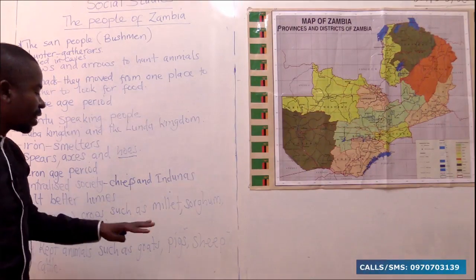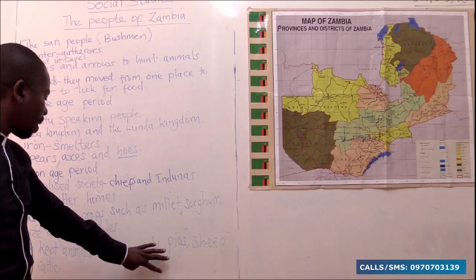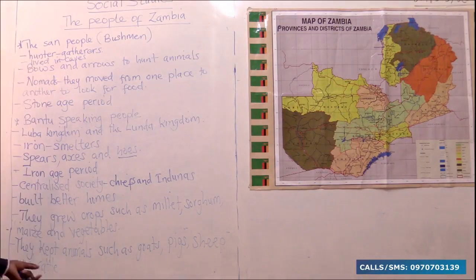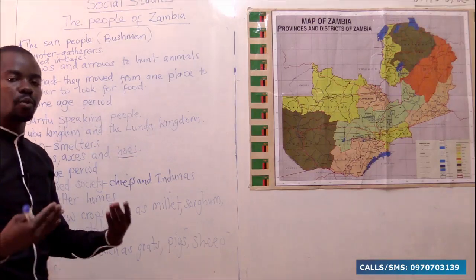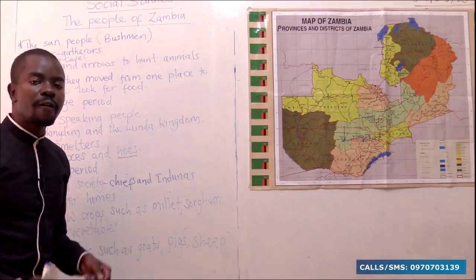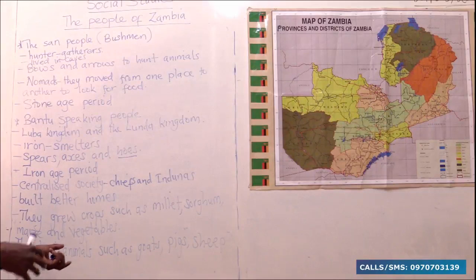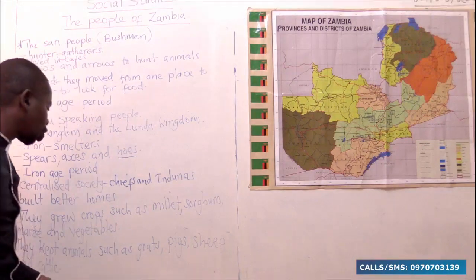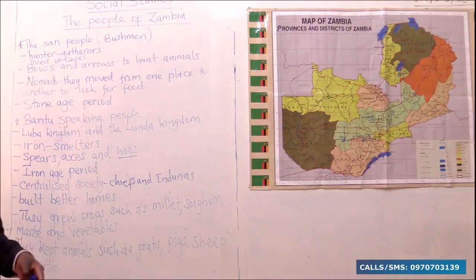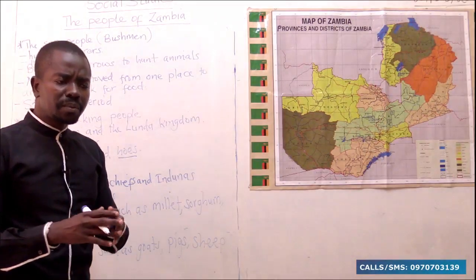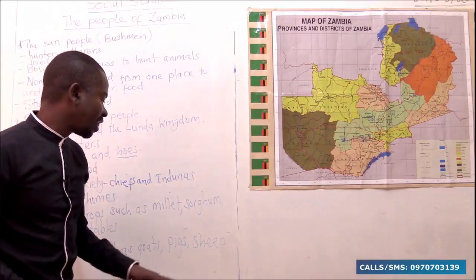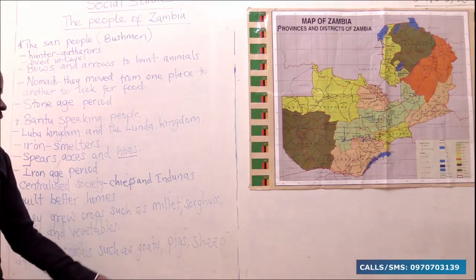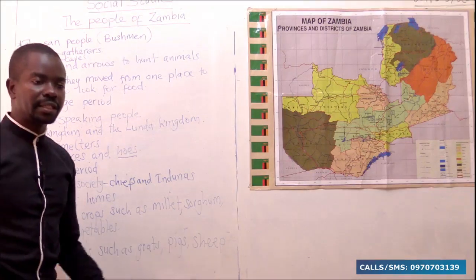So they used these animals in order for them to feed their families. They could use cattle in order for them to plow their fields. They got meat and milk from cattle. They got eggs and meat from chickens, and they also got meat from these other animals.